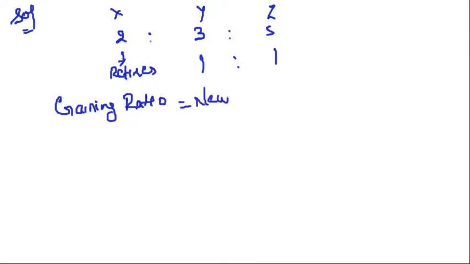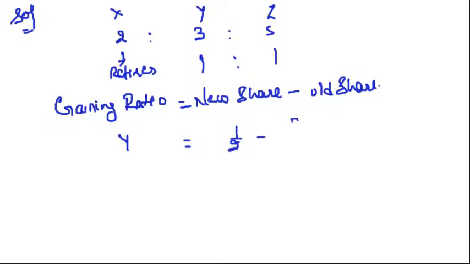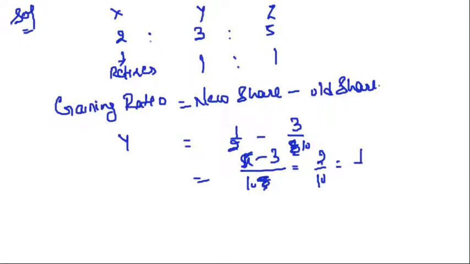This is new share minus old share. So for y, what is the new share? 1 by 2. What is the old share? 3 by 8. Sorry, not 3 by 8. This is 3 by 10. So this comes to 5 by 5 minus 3 by 10. This comes to 2 by 10. Or I can say 1 by 5.